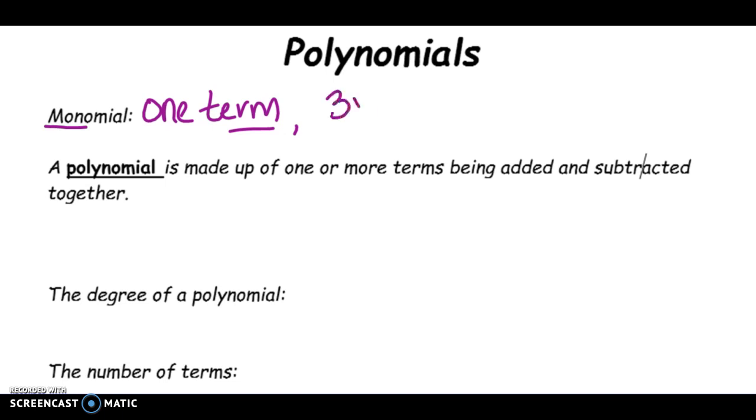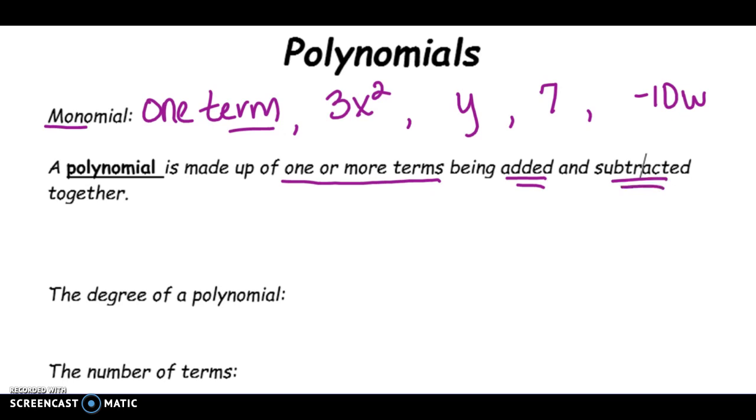Some examples. 3x squared is a monomial. y is a monomial. 7 is a monomial. So these are all examples. Notice there's no addition, no subtraction. -10w is a monomial. So it's one term. A polynomial is made up of one or more terms being added and subtracted. So once you start seeing addition and subtraction, then you no longer have a monomial. A monomial is just one term. When I start adding it with more, then it's a polynomial.